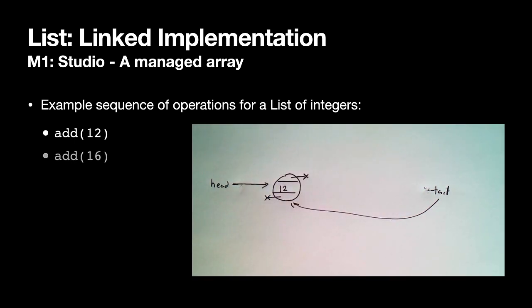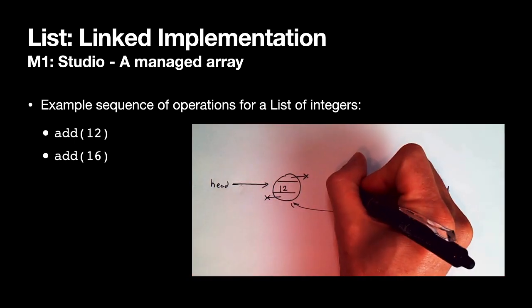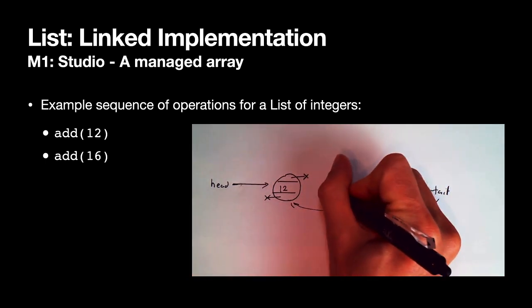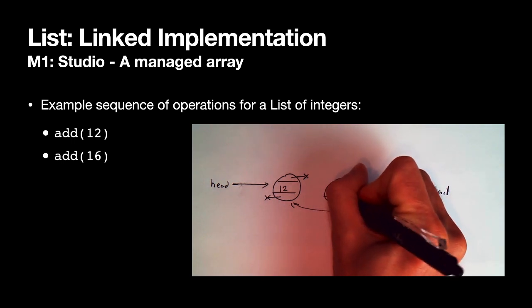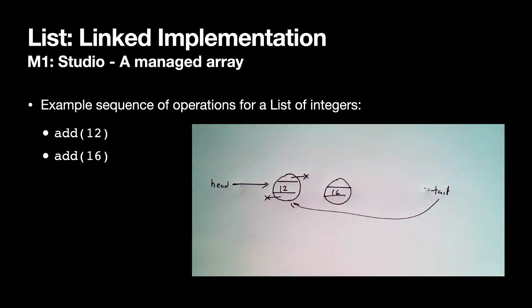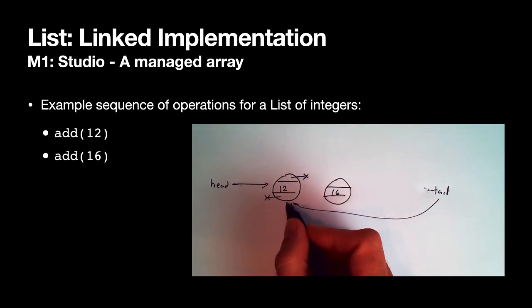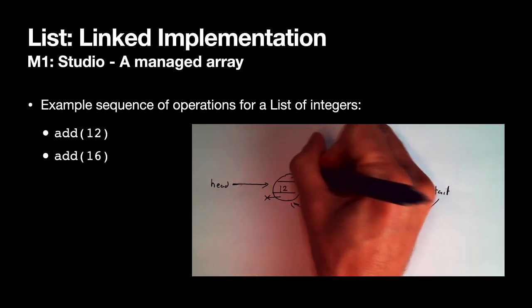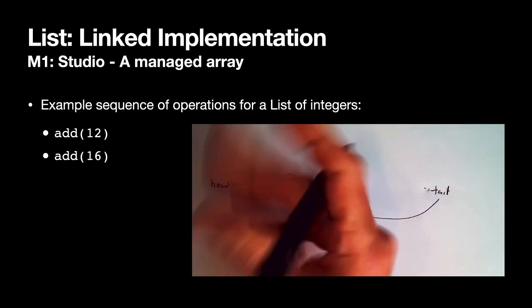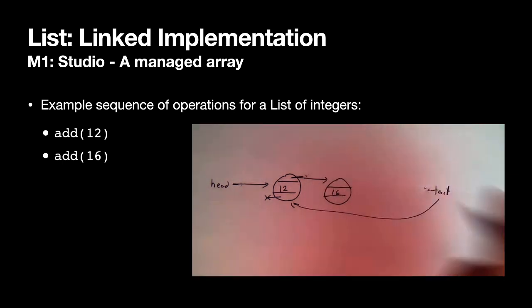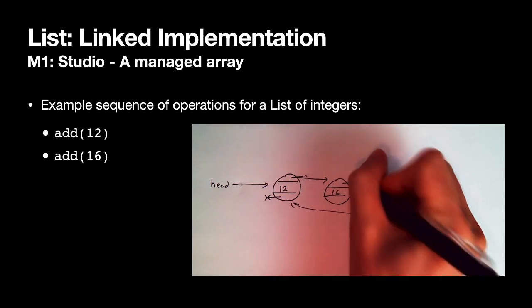Okay, now let's add a 16. Just like before, we will create a new node. We'll put 16 in that node. Okay, now we need to somehow patch it into our list. So we know it belongs at the end of our list. So we can use the tail to go to what's currently at the end of our list. We can access its next pointer and update it to connect it to our 16. And of course our 16's next should be null.